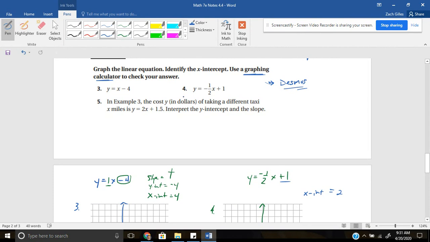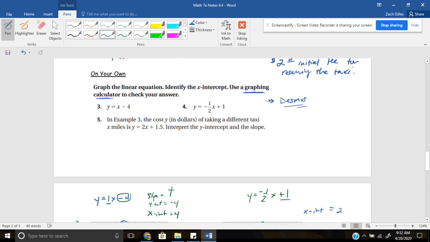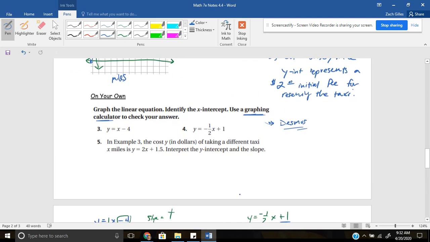For number 5, all we're really doing is changing a couple of numbers. So what does it mean that the y-intercept is 1.5? That means that when you get in the taxi, the initial cost is $1.50, and the slope of 2 means that it's $2 per mile. Okay, so very similar to that real life example there.